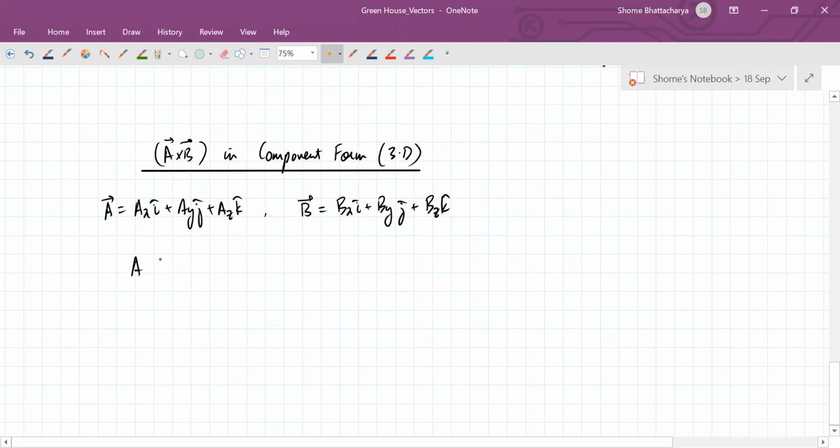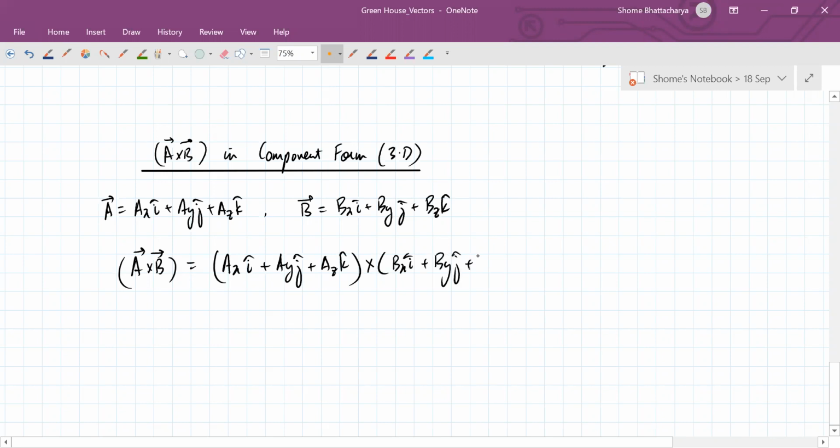Now you can see that A cross B will generate 9 terms. But out of 9, a lot of the terms will become 0. Before we open this bracket with the distributive property, keep in mind that the cross product of any unit vector with itself is 0. So these three cross products are 0.